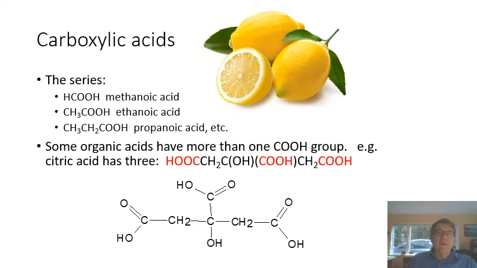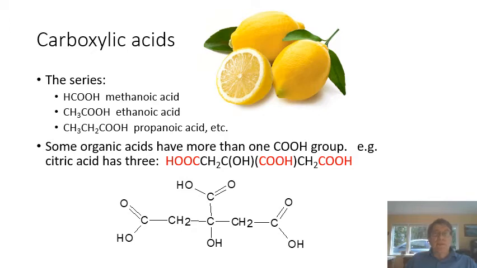Carboxylic acids are found in lots of fruit. If you go through the series, the simplest one is just a COOH group with an H connected to the C as well. That's methanoic acid. The next most complicated one is ethanoic acid, found in vinegar. And then there's propanoic acid, and so forth. Notice how the COOH group is always carbon number 1, it's always at the end of the molecule.